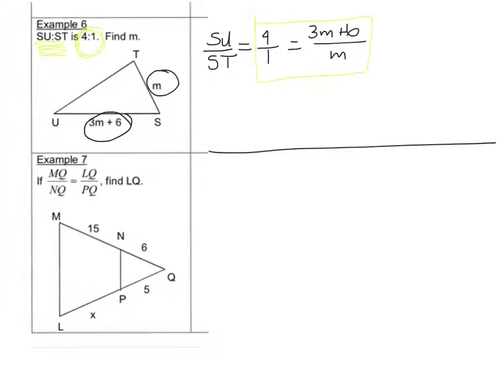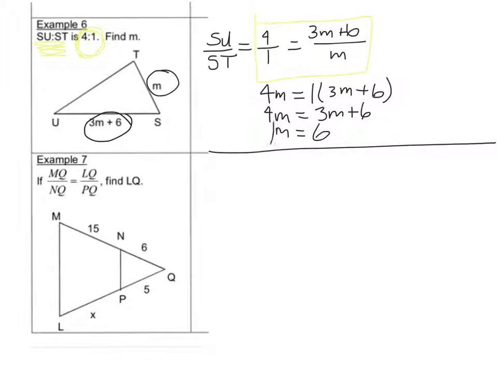I'm going to multiply 4 times m to get 4m equals, and then I'm going to multiply 1 times 3m plus 6, and once I distribute, I get 4m equals 3m plus 6. Distributing a 1 doesn't change that quantity within the parentheses at all. Now I'm going to solve for m, so I'm going to subtract 3m from both sides to get m equals 6. And just like that, we found what m was.